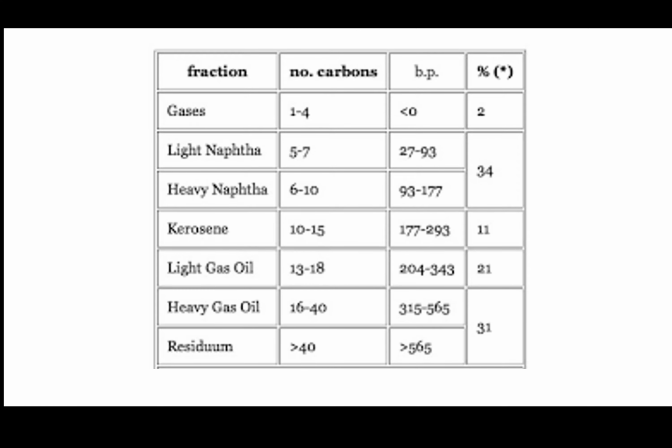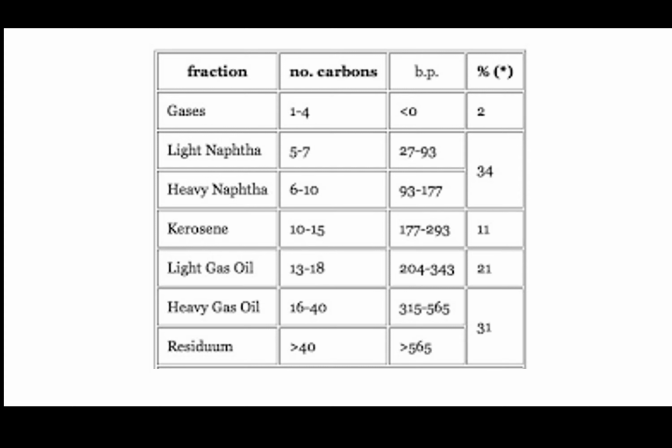So this poorly depicted table is my attempt at displaying the columns to use, the fractions. So gases, general gases. You have light naphtha, heavy naphtha, kerosene, light gas oil, heavy gas oil, and the residuum, or bitumen, and those things are found in those layers. The number of carbons in the carbon chain is there as well, the boiling points, and the general percentage that is found within those layers.